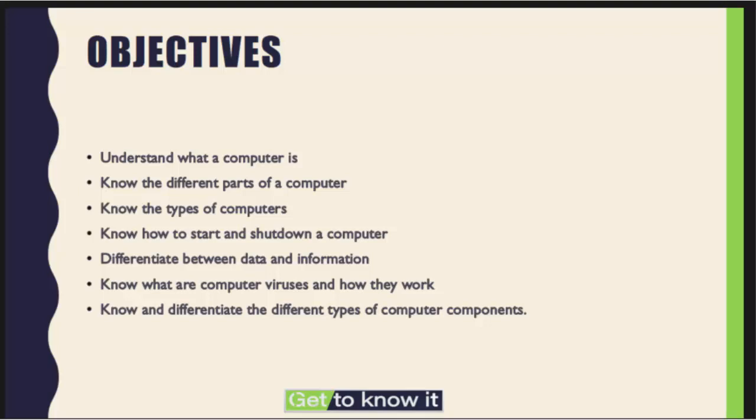The objectives are understanding what a computer is, knowing the different parts of a computer, knowing the different types of computers, getting to know how to start and shut down a computer, differentiating between data and information, knowing what computer viruses are and how they work, and knowing and differentiating the different types of computer components. This is just a short list of the objectives that will be required to meet at the end of this tutorial.